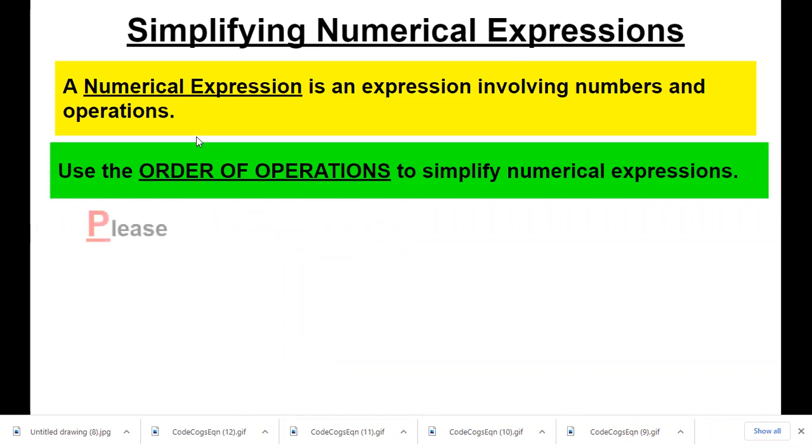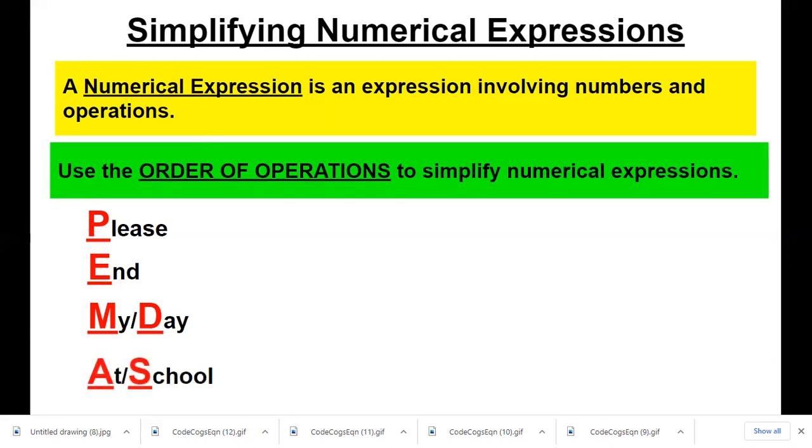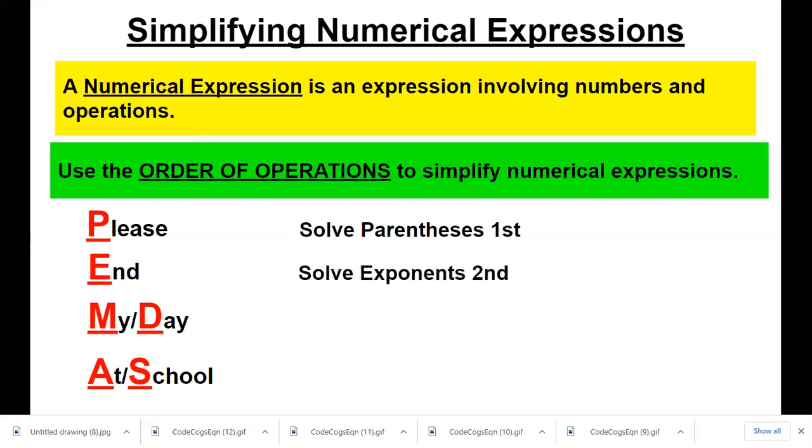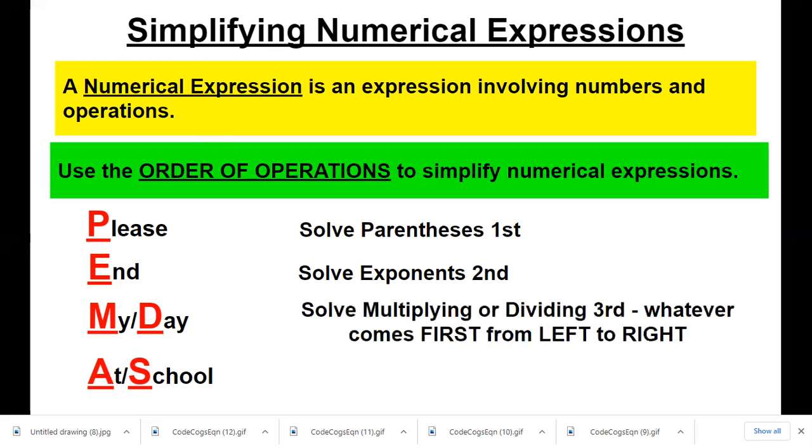So let's see how this works. So we say Please End My Day At School. So that's our acronym, Please End My Day At School. The Please stands for solve anything in parentheses first. The End stands for solve the exponents second. The My and the Day stand for multiplying or dividing third.